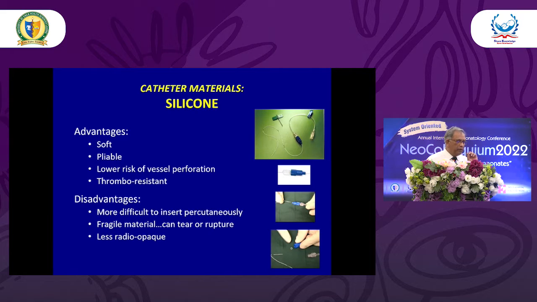Polyurethane is a little bit stiffer than silicone. Silicone is very friable and fragile. It is made of a friable material, and it can tear if you put a lot of pressure, and higher pressure is exerted through a smaller size syringe, like a 1 ml syringe, as compared to a bigger syringe like a 10 ml syringe. And another disadvantage, it is less radio opaque as compared to polyurethane.